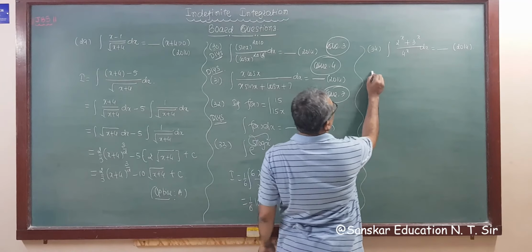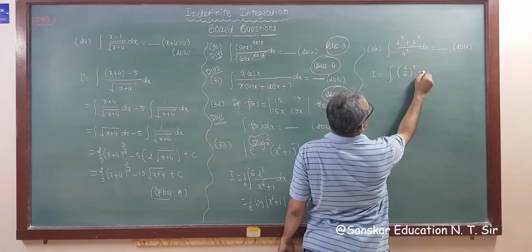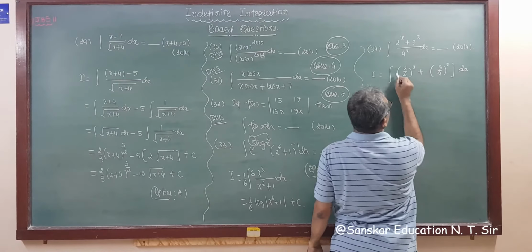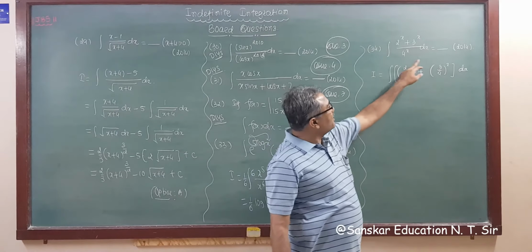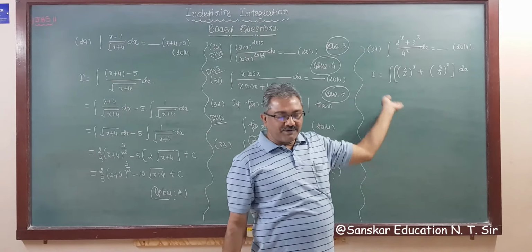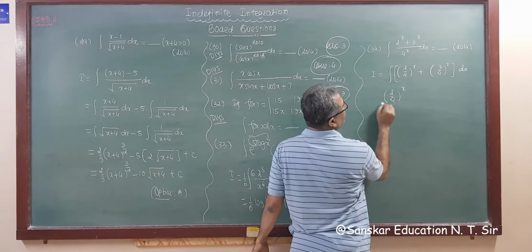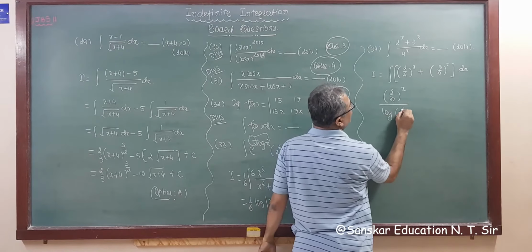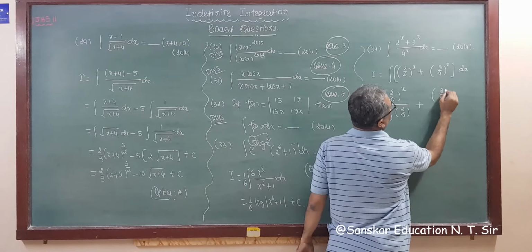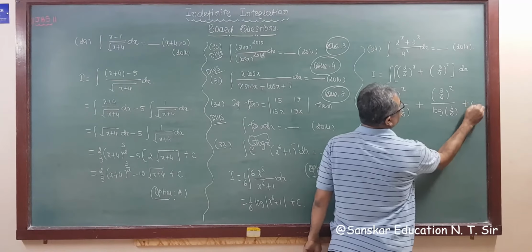So by splitting this, what do we get? I will be the integration of (2 by 4) raised to x plus (3 by 4) whole raised to x, dx. Now this is the formula for constant raised to variable, that is a raised to x. So the integration of a raised to x is a raised to x upon log a, that is (2 by 4) raised to x upon log 2 by 4, plus here the answer of this is (3 by 4) raised to x upon log 3 by 4, plus c.